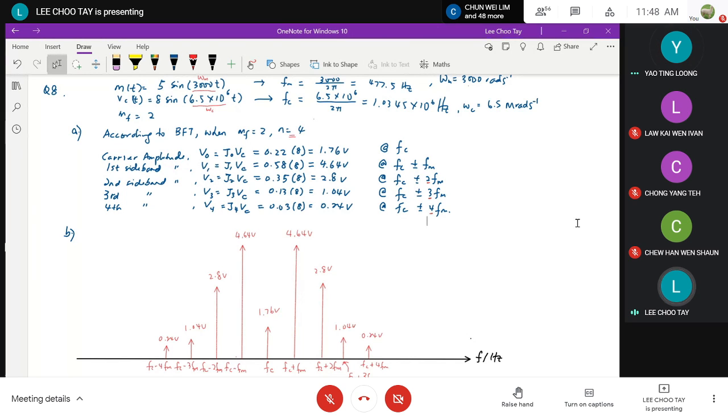For a question like B, we have to draw the spectrum. Do you prefer us to write the frequency like what you wrote here, FC plus FM, or do you prefer the actual value? Of course, you can put the actual value down, which will be better. But in this case, the actual values are quite long to write. So you can write it this way, but you must state what is FC and what is FM.